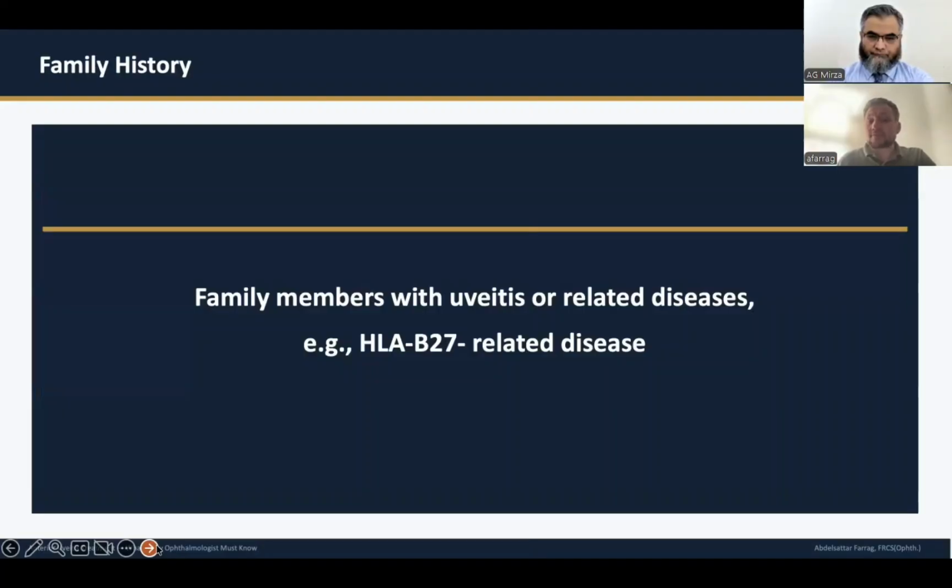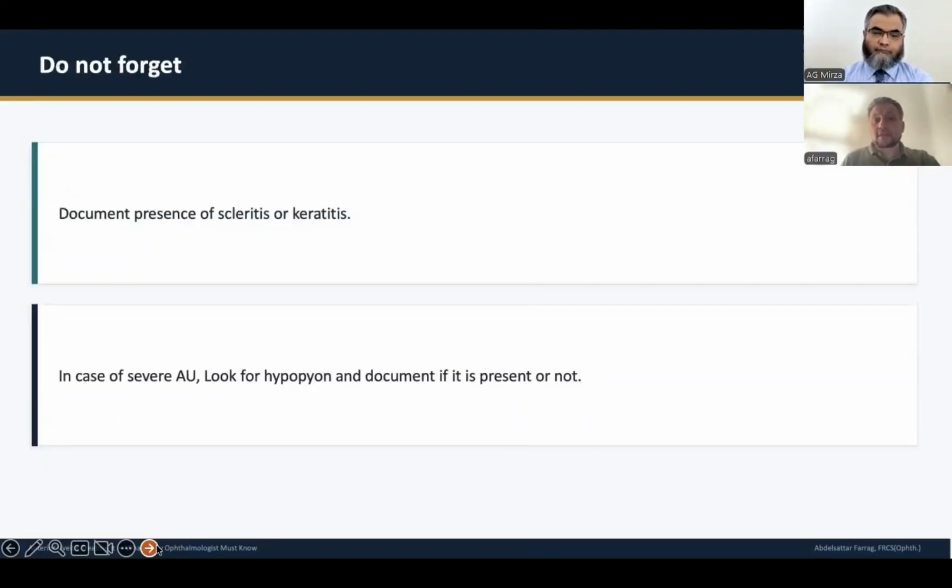Asking about family members with uveitis or related disease, like HLA-B27 related disease, like ankylosing spondylitis, is also essential and valuable. And don't forget to document in examination the presence of scleritis or keratitis. In case of severe anterior uveitis, look for hypopyon and comment if it's present or not.